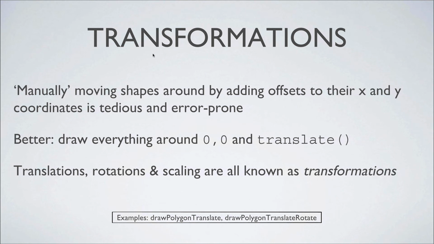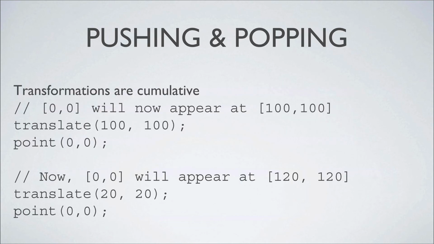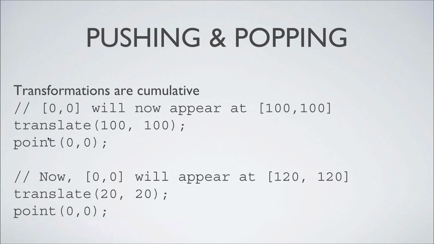So start to use those transformations straight away. They're quite important. Here's a quick example of the different types of translations you can do. Don't forget, transformations are cumulative. So if you translate and then retranslate again, you continue to move. So if you want to get back to the top left-hand corner, you have to translate back from where you translated to.